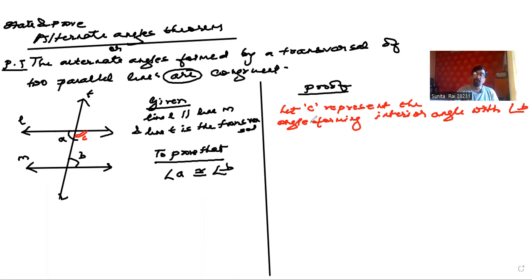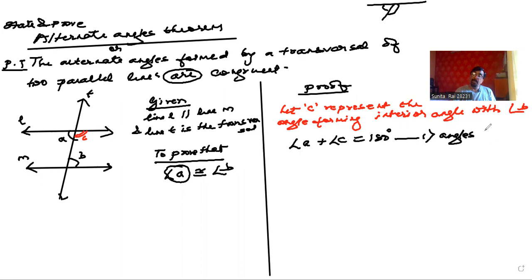Now I can go ahead. Look at this angle A. I taught you that if you want A, involve it in some property. A and C form a linear pair, two angles on the same line. So angle A plus angle C equals 180 degrees. Can I call it statement number 1? Angles in a linear pair.